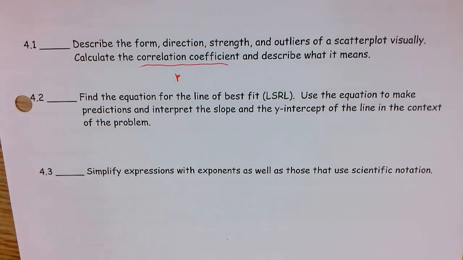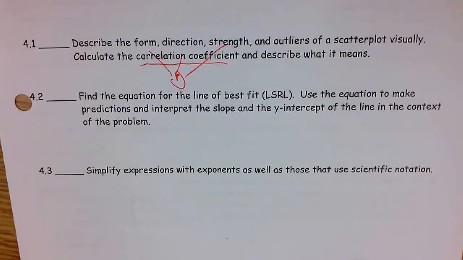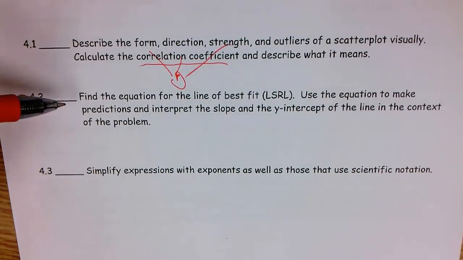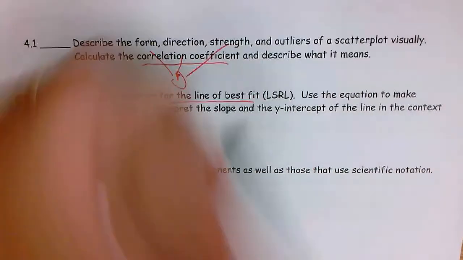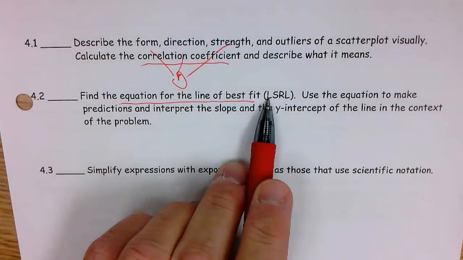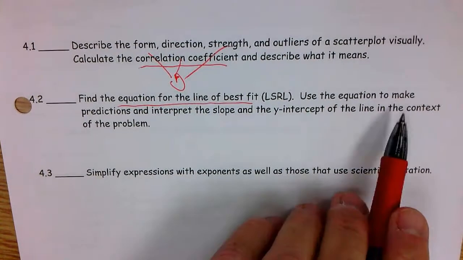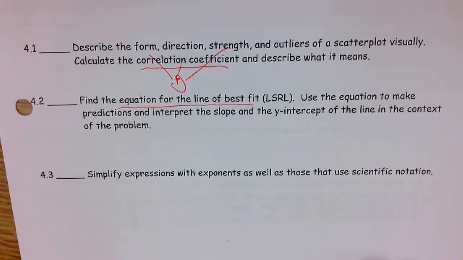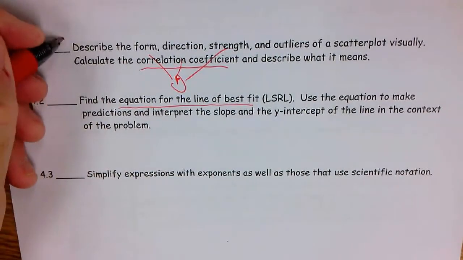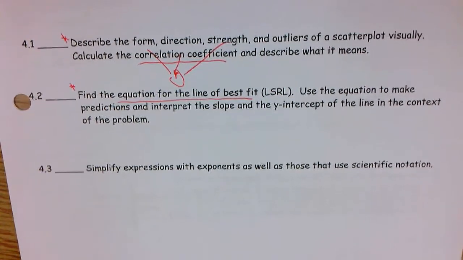That's the first thing, right? That R value is related to all of this. Then we also want to be able to use our calculator to find the equation for the line of best fit, right? That's called the least squares residual line. And we're going to use that equation to make predictions and interpret the slope and the y-intercept of the line in the context of the problem. So both of these things we have already done in two assignments, and we will keep practicing them a little bit.